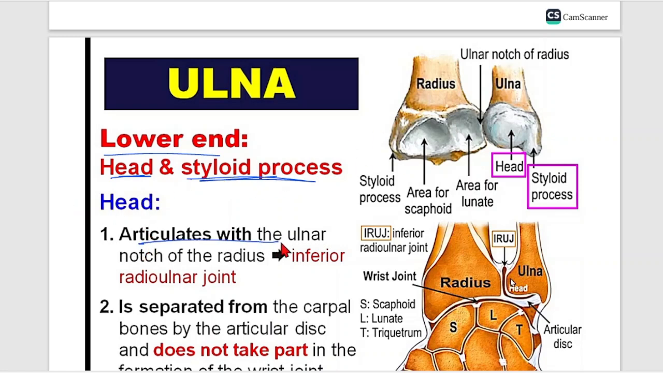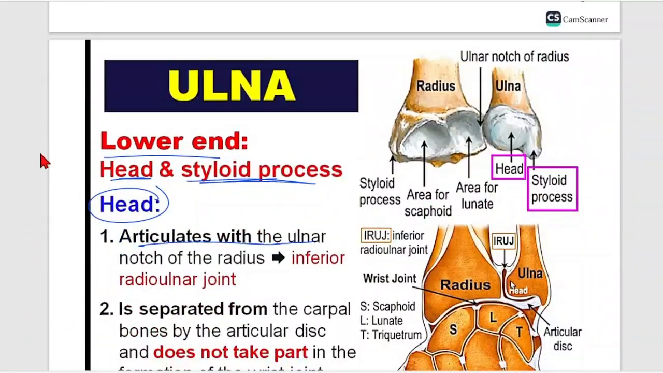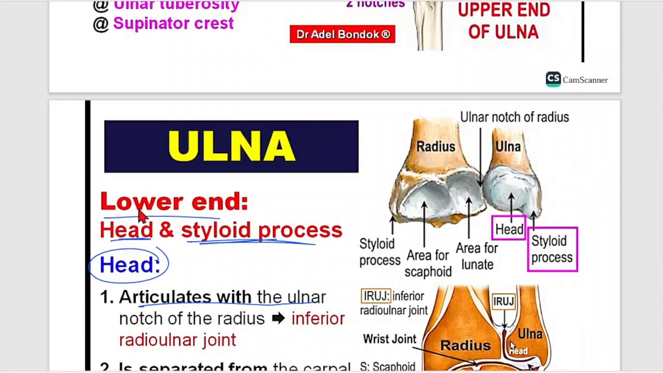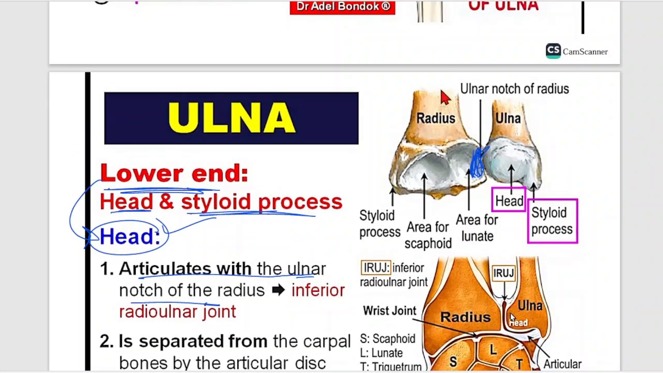The head articulates with the ulnar notch. This is the ulna and this is the radius. But you have to remember the lower end has the head of the ulna. The head of the ulna is present at the lower end, and that head articulates with the ulnar notch of the radius. This is the ulnar notch of the radius, and it is the head.